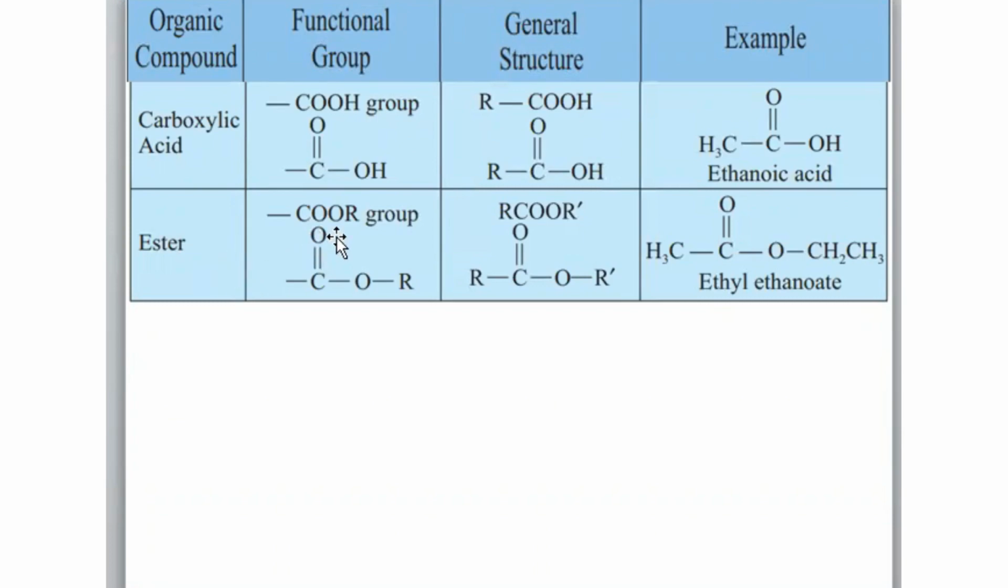Ester has a COOR group, which is different from carboxylic acid. Both carboxylic acid and ester contain one carbon atom and two oxygen atoms in the functional group. But the only difference is that in carboxylic acid there is one hydrogen atom at the end, but in esters there is one R group, an alkyl or carbon atom. The general structure of ester is RCOOR', but the general structure of carboxylic acid is RCOOH. A good example of ester is ethyl ethanoate.